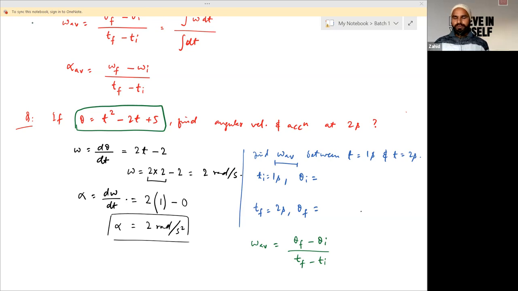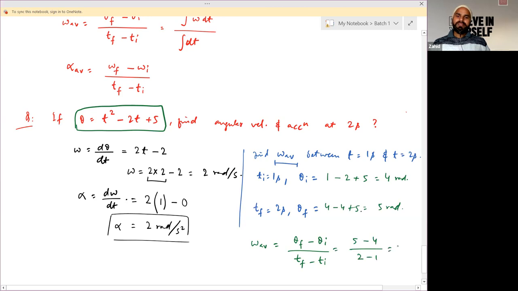If you put t equals 1 second in this part, you will get 1 minus 2 plus 5. So 5 plus 1, 6 minus 2, it will be 4 radian. And now if you put t to be 2 seconds, it will be 4 minus 4 plus 5. So it will be 5 radian. Now put these two terms in this part, you'll get 5 minus 4 divided by 2 minus 1. So it will be 1 radian per second.